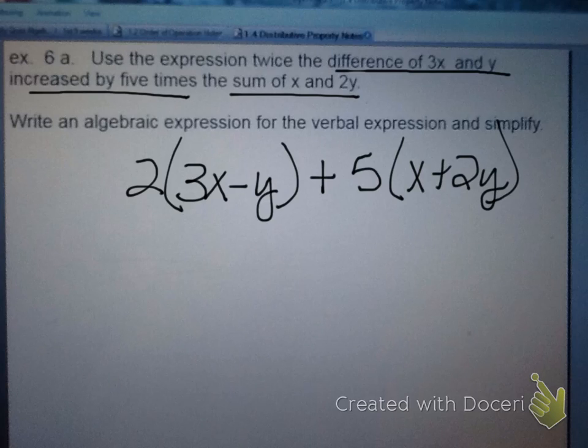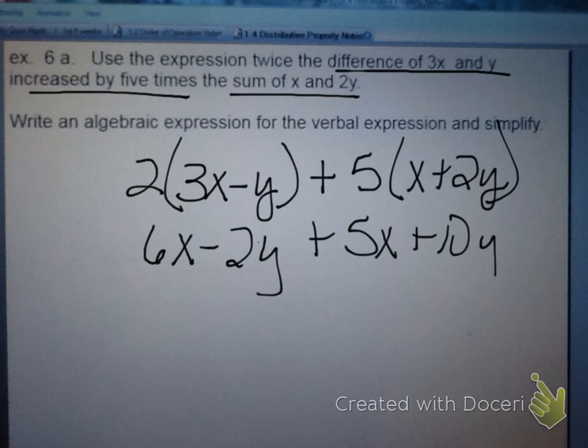Now I need to simplify by doing the order of operations. So I'm going to do the distributive property, get 6x minus 2y. Then I'm going to combine like terms, and when you combine like terms, you want to combine alphabetically. So I'm going to combine 6x plus 5x and negative 2y plus 10y and get positive 8y.